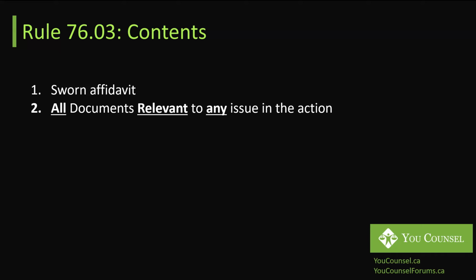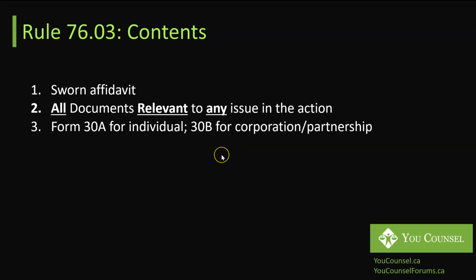That's sort of the general theme that you want to remember, but we'll try to do a separate video on this to explain this to you in more detail. Now, what forms do you use to prepare this affidavit of documents? If you are an individual party, then you use Form 30A. And if you are a corporation or partnership, then you use Form 30B.